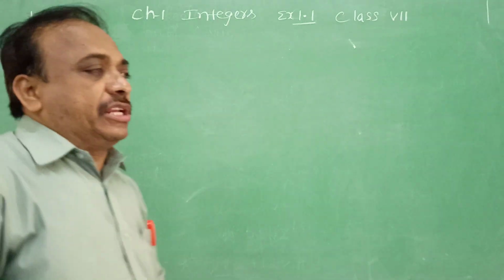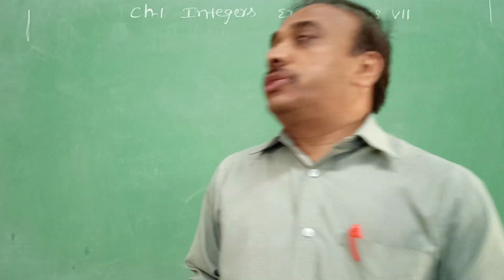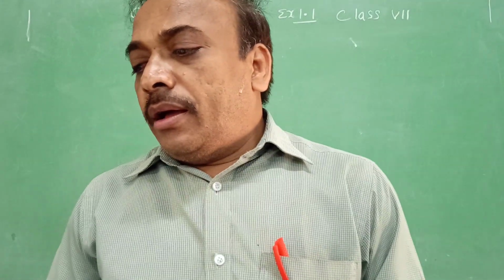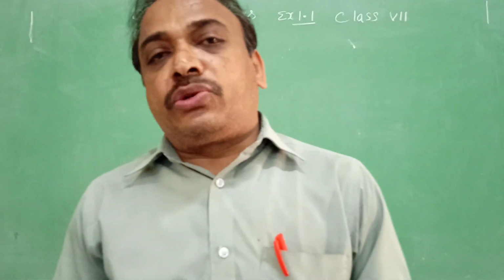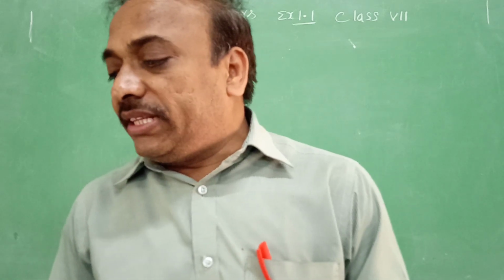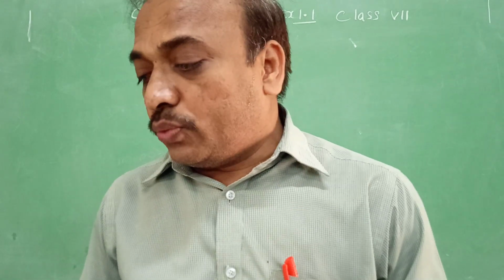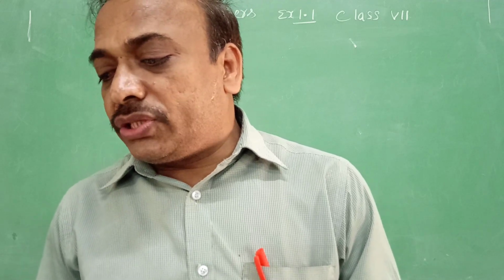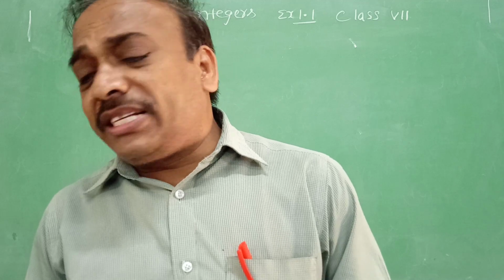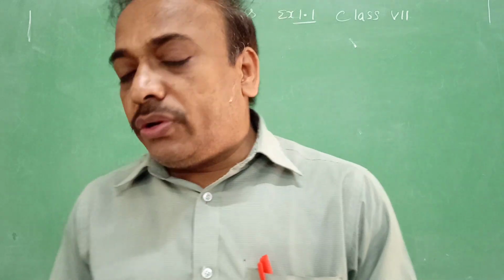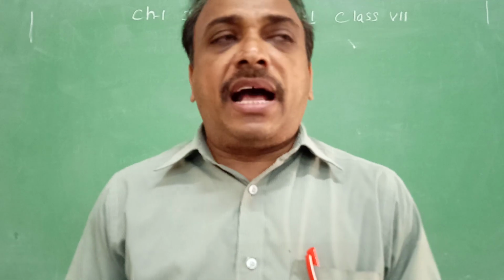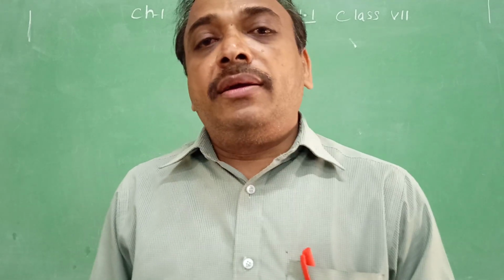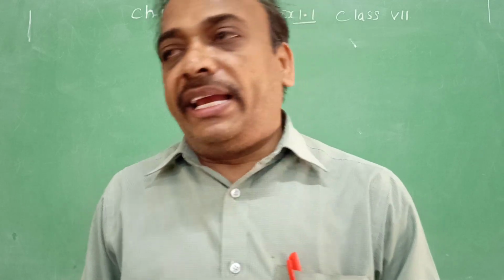A brief explanation about question number 5. Mohan deposits rupees 2000 in a bank account and withdraws rupees 1642 from it the next day. If the amount withdrawn from his account is represented by a negative integer, then how do you represent the amount deposited? As we all know, depositing is represented with plus and the withdrawn amount is represented with a minus sign.